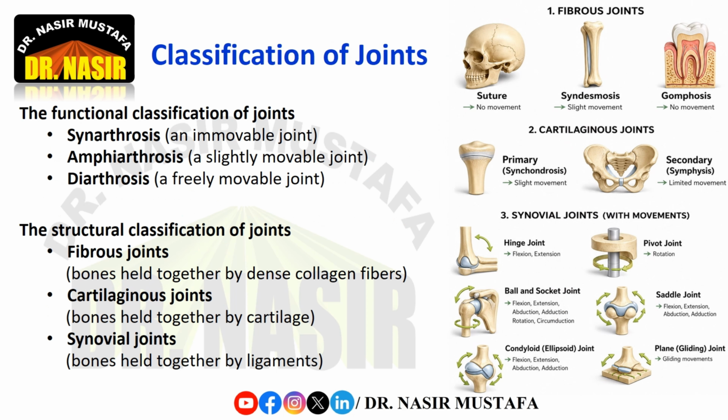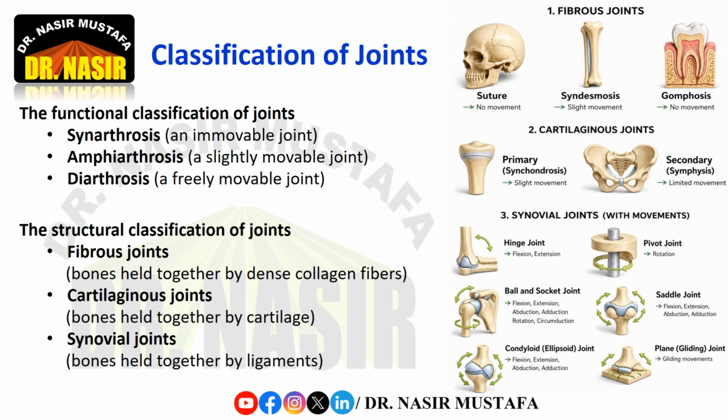Now, let's talk about how joints are classified. Functionally, joints are categorized based on the degree of movement they allow. Synarthrosis, immovable joints, like the sutures of the skull. Amphiarthrosis, slightly movable joints, such as the intervertebral discs or pubic symphysis. Diarthrosis, freely movable joints, including most of our limb joints like the shoulder and hip.